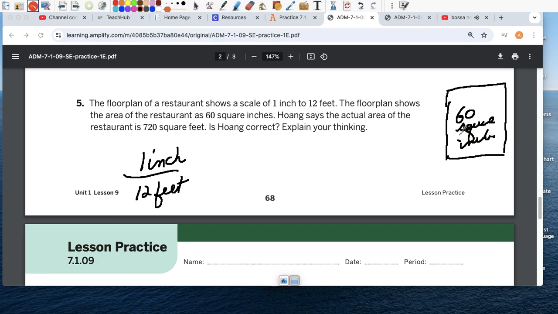Okay, Hong says the actual area of the restaurant is 720 feet square. Okay, is Hong correct? Explain your thinking. But the actual area of the restaurant, let me try it out.